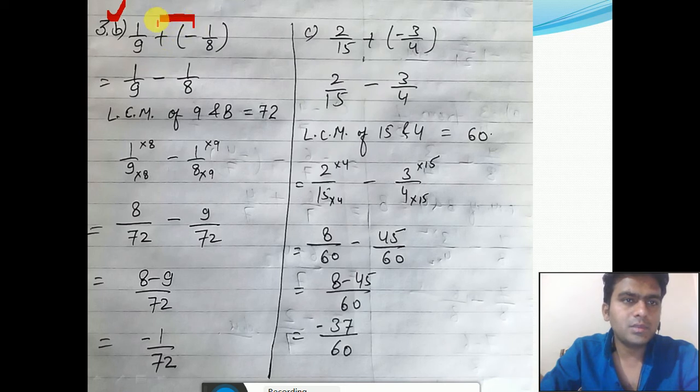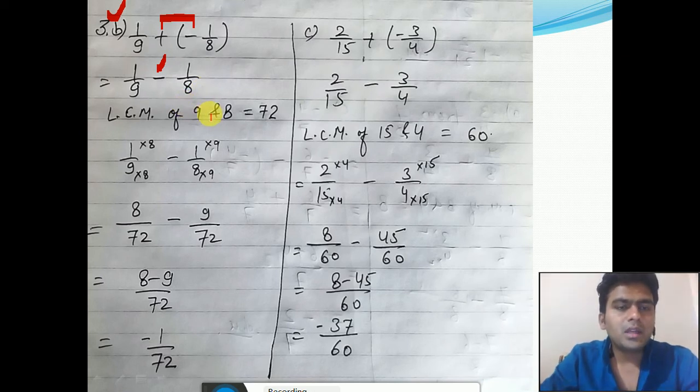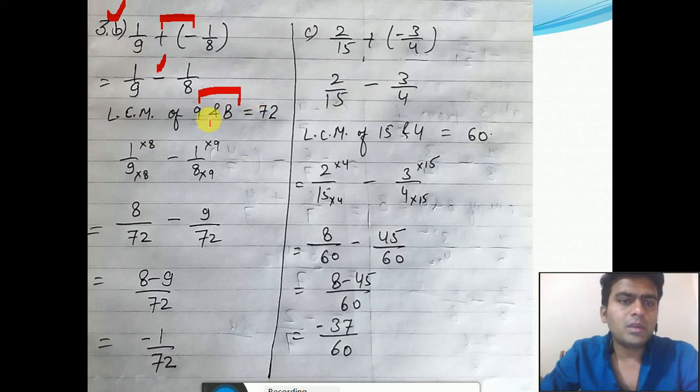Here see plus sign and minus sign, one after another between these two numbers. There is a bracket, so this sign plus multiplied with minus becomes minus 1 upon 8. Now LCM of 9 and 8 equals 72. 9 and 8 both do not have a common factor, so directly we can write their LCM by multiplying 9 into 8.